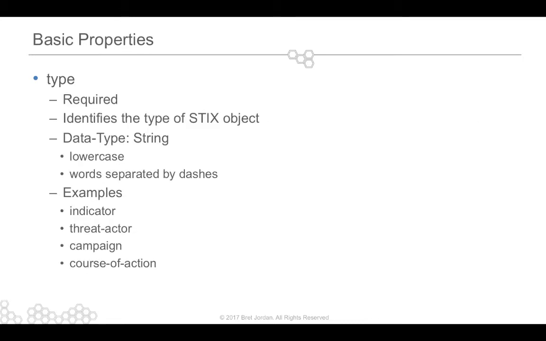The type property is required on all objects and is used to identify the type of STIX object that is being used. The data type for this property is a string and must be in all lowercase with individual words separated by a dash.